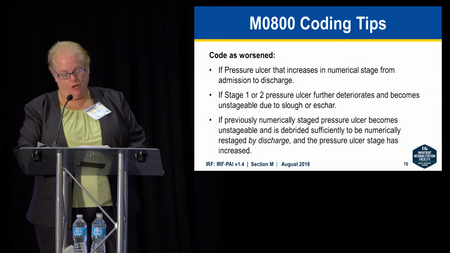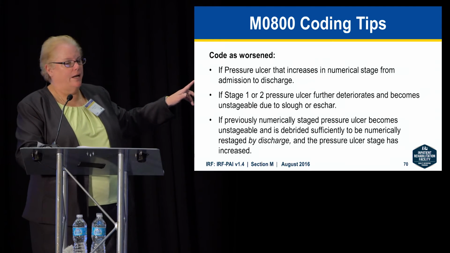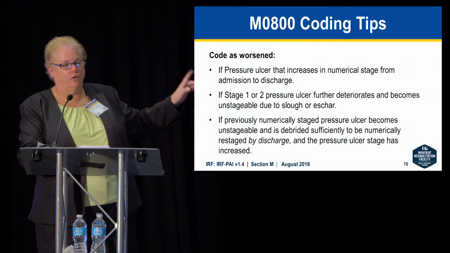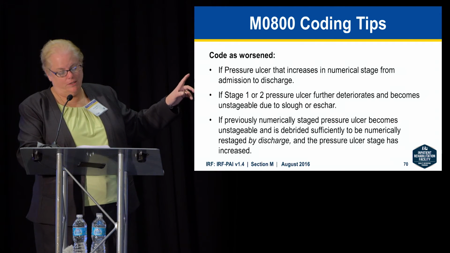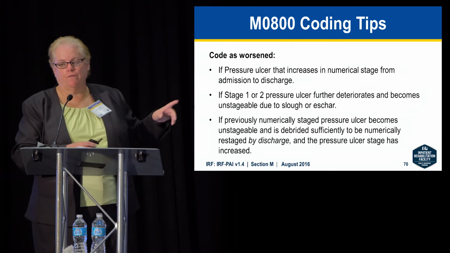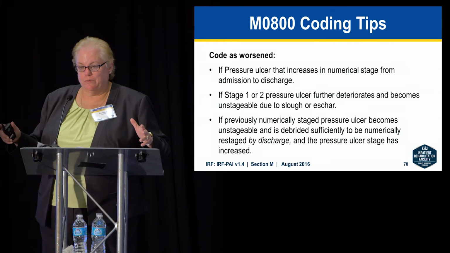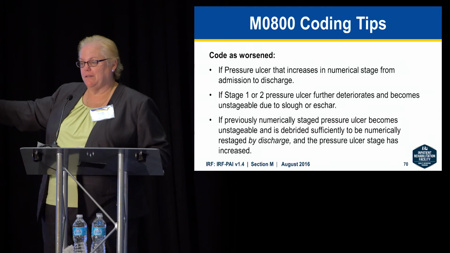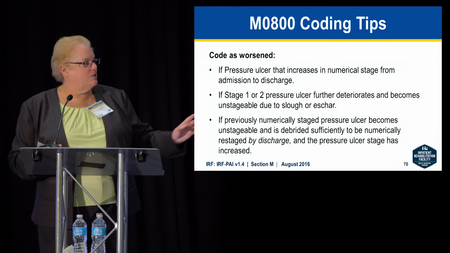If a stage 1 or 2 pressure ulcer further deteriorates and becomes unstageable due to slough or eschar. So this bullet 2 is an important bullet. Why? A stage 1 pressure ulcer and a stage 2 pressure ulcer, if accurately assessed, cannot have slough in them, right? So we know the fact that they develop slough, even if it completely covers the wound, this is the one time we know it got worse, because now it's minimally a stage 3. So this is an important bullet.